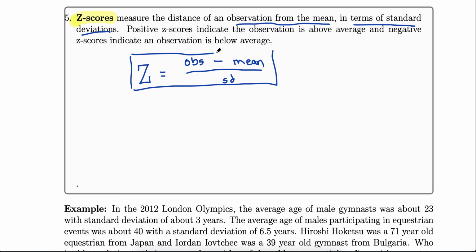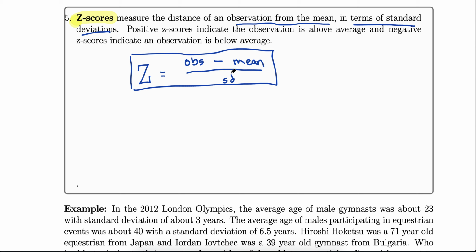So this z-score, think about the order that we put the numerator in is very important. If the observation is above the mean, then this number will be bigger and we'll get a positive answer. So positive z-scores tell us the data point is above the mean. If we get negative values, that means our observation is smaller than the mean or below it, so negative z-scores indicate observations below the mean.